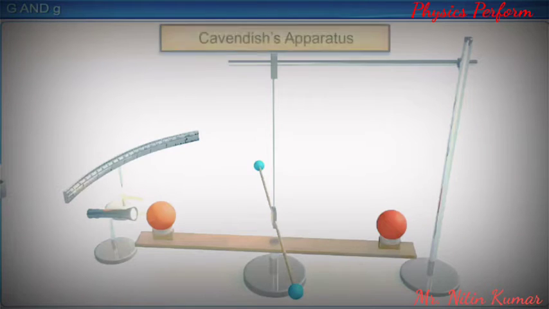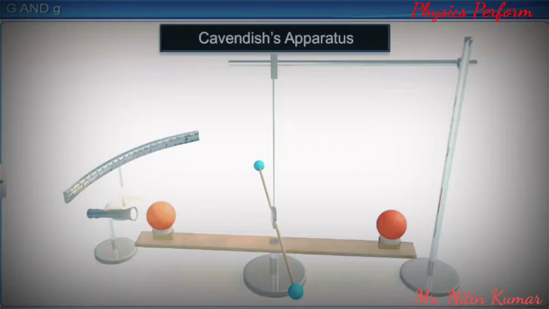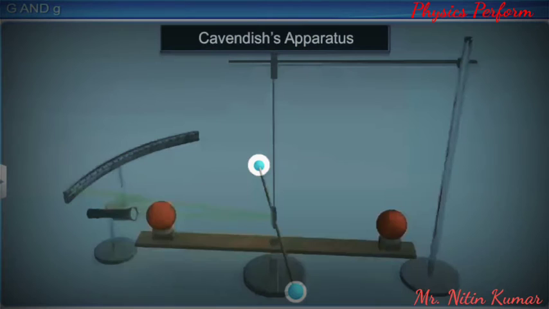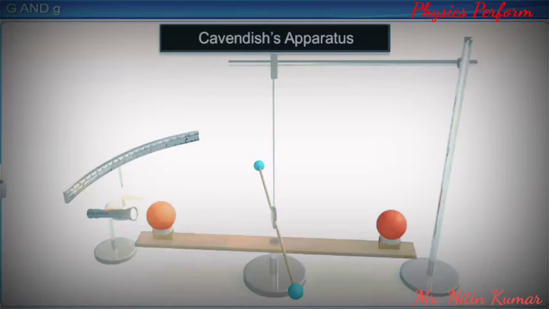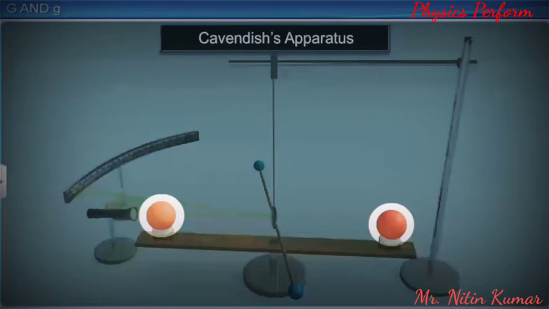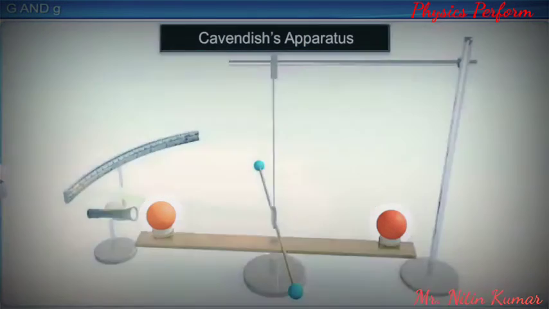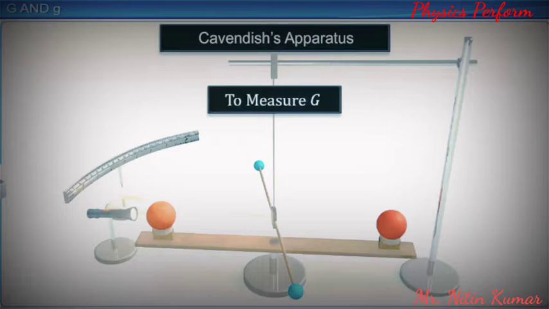Have a look at Cavendish's apparatus. It consists of two pairs of spheres. One, a small pair of spheres, and the next is a large pair of metallic spheres. Now let us try to understand how this instrument helps measure the universal gravitational constant, G.